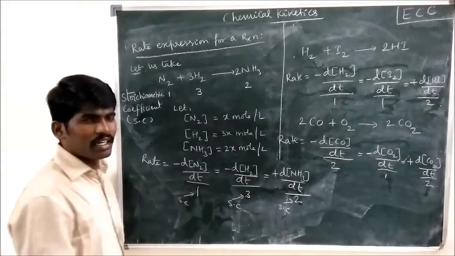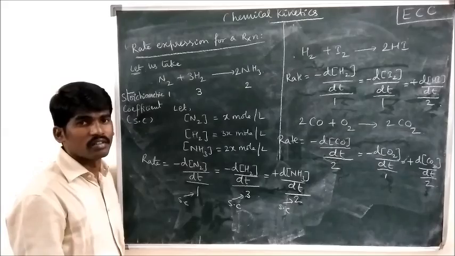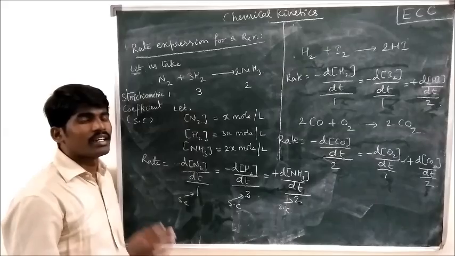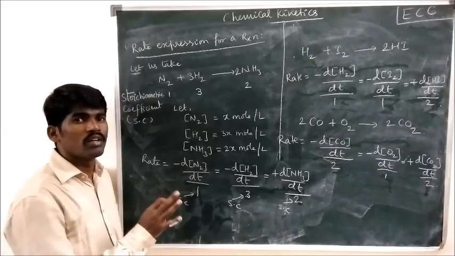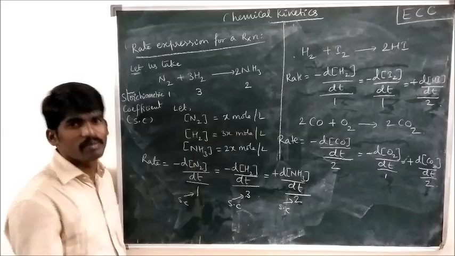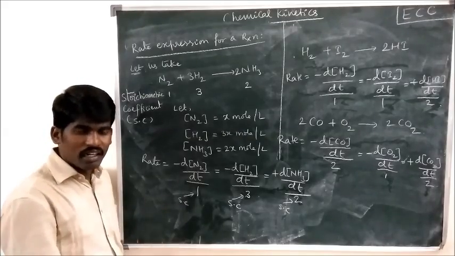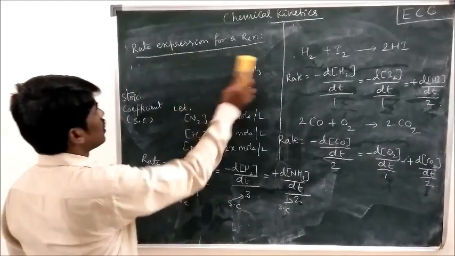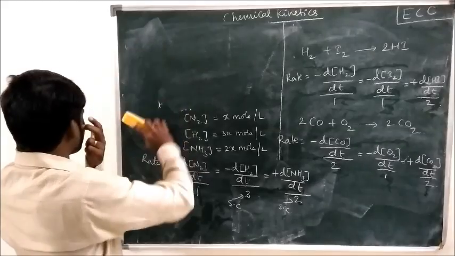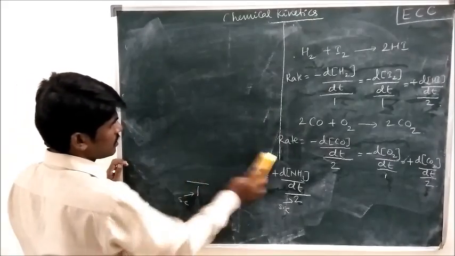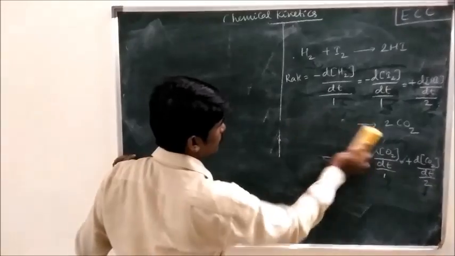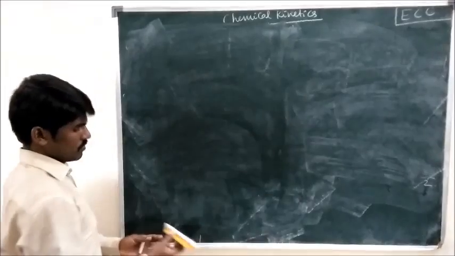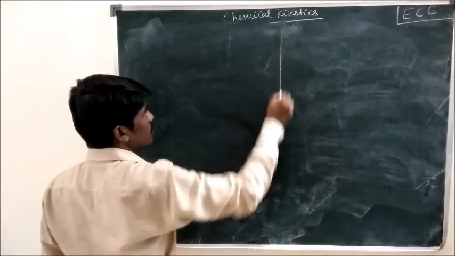This is the way of writing the rate of reaction, a rate expression for a particular reaction. And you have to remember that rate of reaction is defined only for balanced equations. The equation must be balanced. Then only you can give a rate expression for a particular reaction. So now we come to know how to write rate with respect to reactant as well as with respect to product, and rate of a reaction for the whole reaction also.